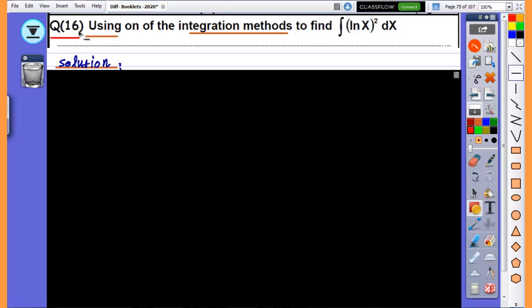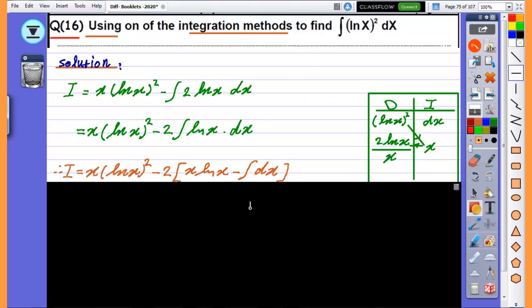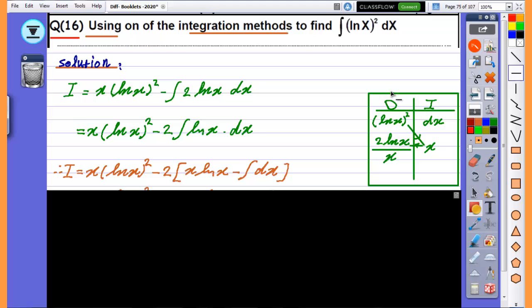Question 16, using one of the integration methods to find the integration of (ln x) all power 2 dx. First, we'll make this table. We will divide (ln x) square into two parts: (ln x) all square, and the second is dx.